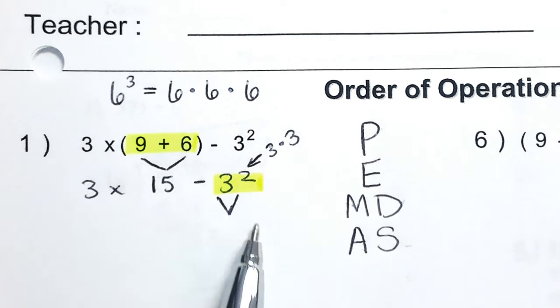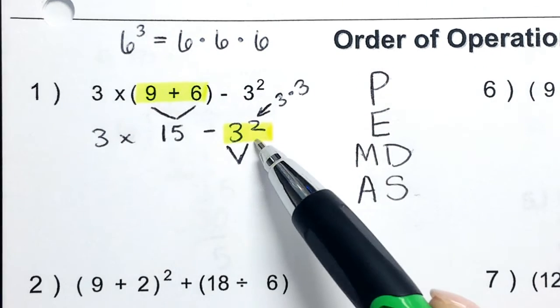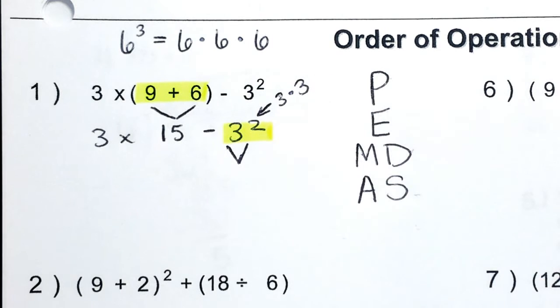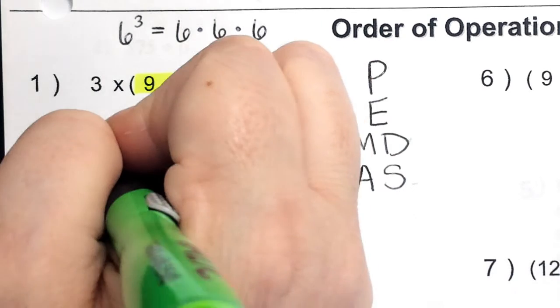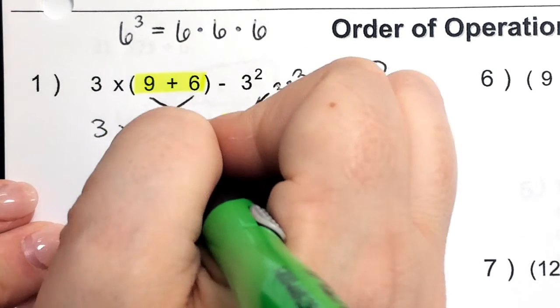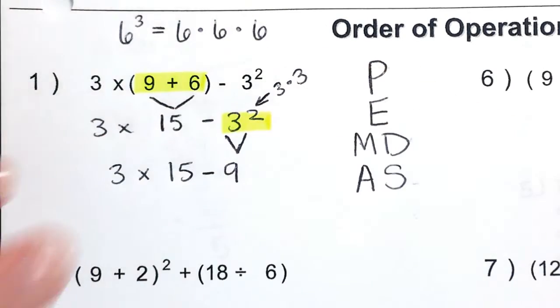Now, this math I'm going to do in my head. So 3 to the second power means 3 times 3, which I know is 9. So that's what I'm going to write underneath it. And I'm still writing the rest of the problem just the way it was. Okay?